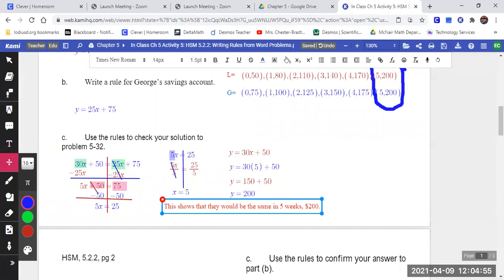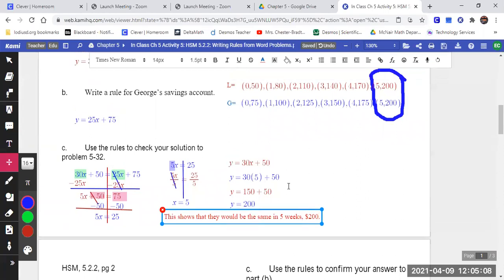Okay. So if you do it by setting the equations equal, you still have to take that x that you solved, put it back into one of the equations to figure out what the y would be. You have to have 2 pieces still.